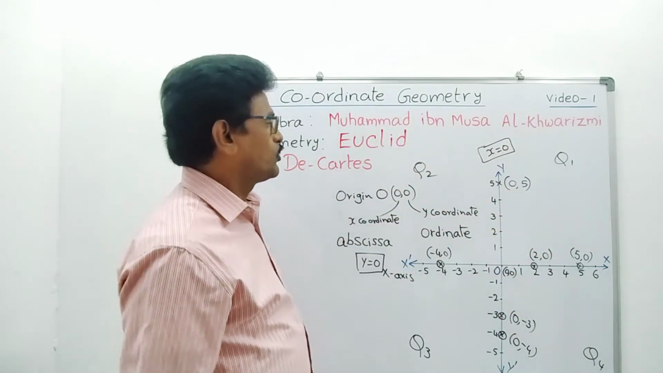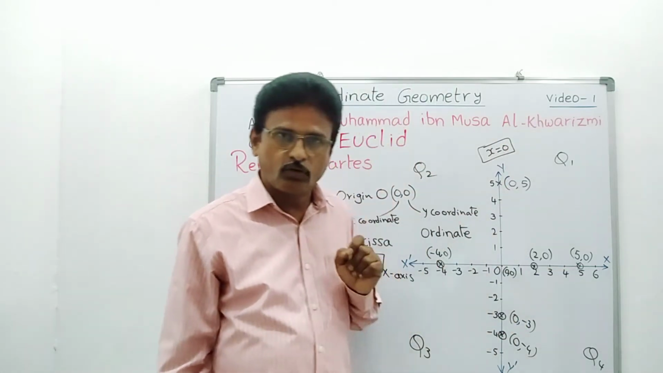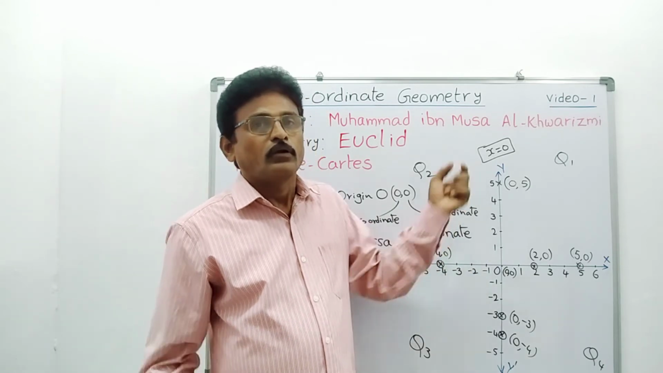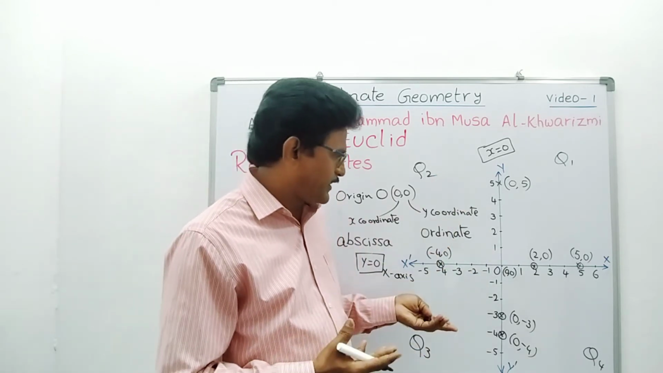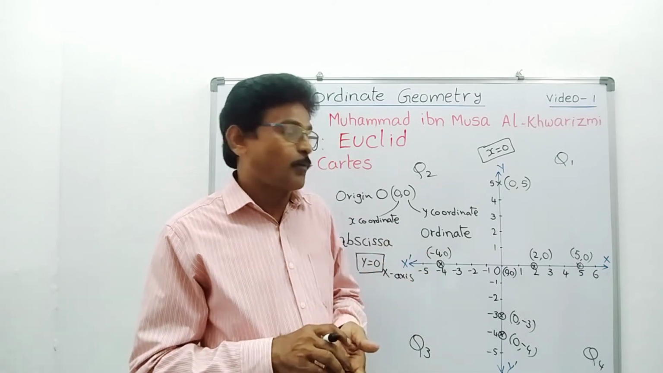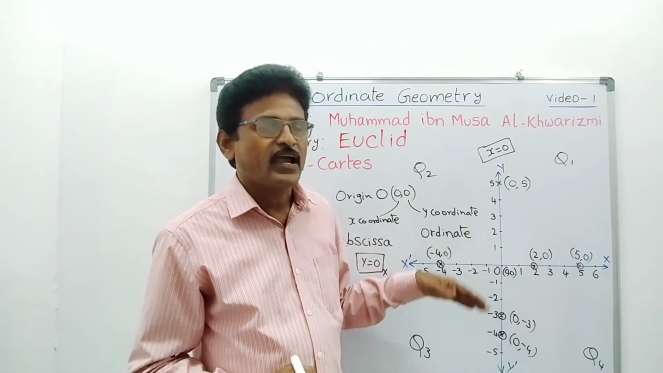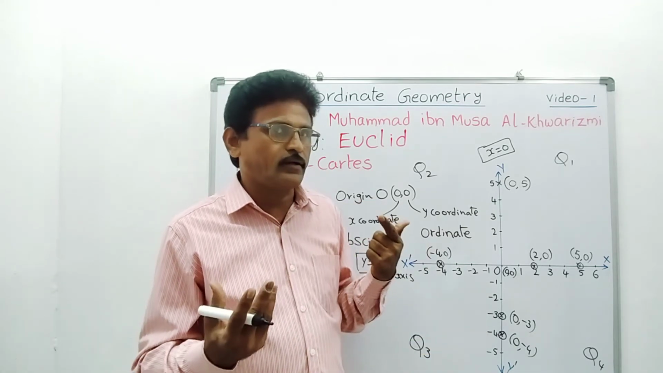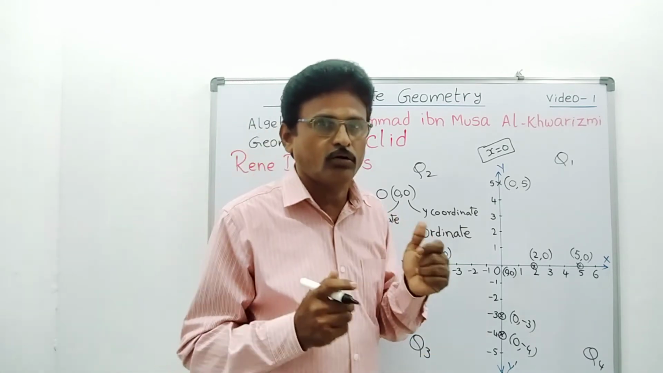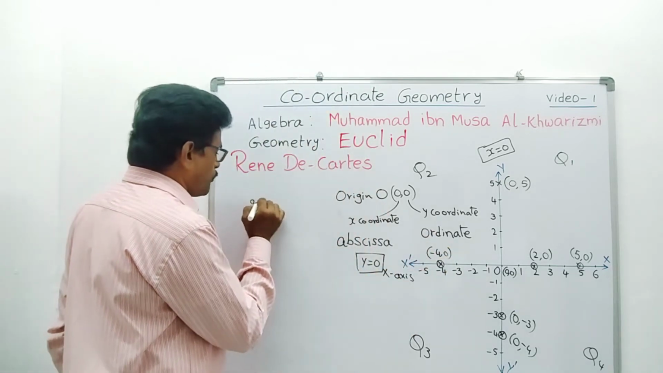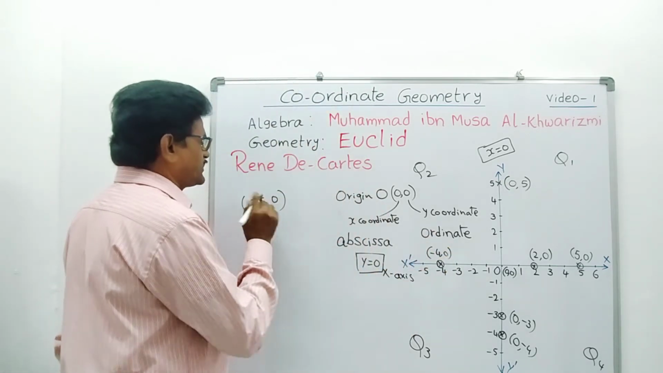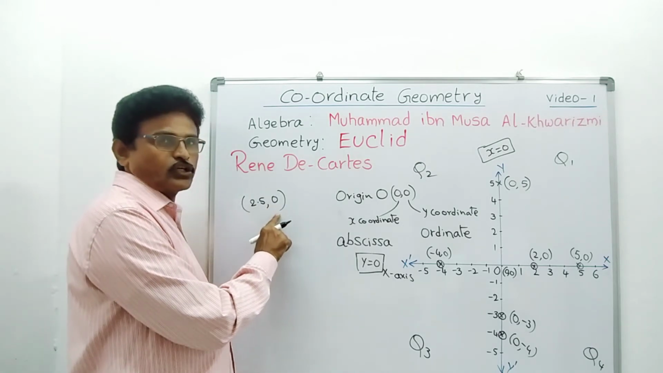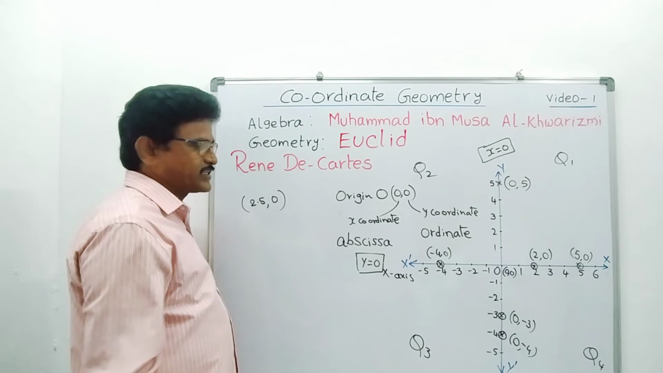Okay? So x axis means y equal to 0, y axis means x equal to 0. Now we are understanding easily how to represent the points on x axis and also on y axis, right? Suppose point 2.5, 0. Where does this point come? X is the only value, y value is 0. So it comes on the x axis only.